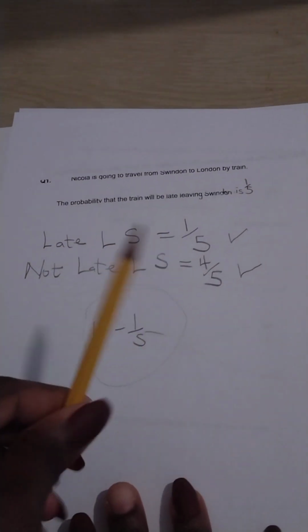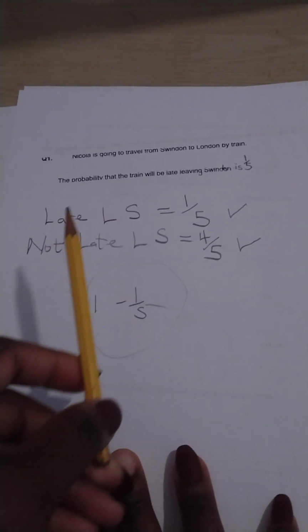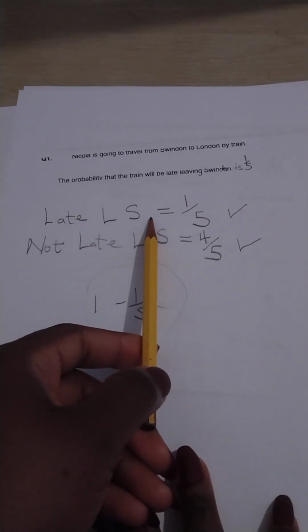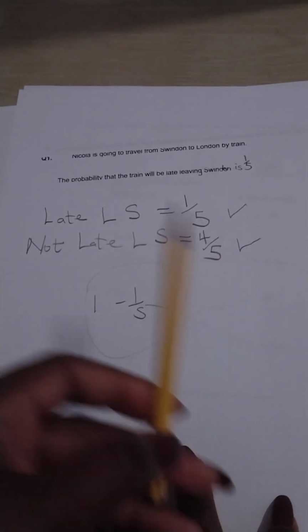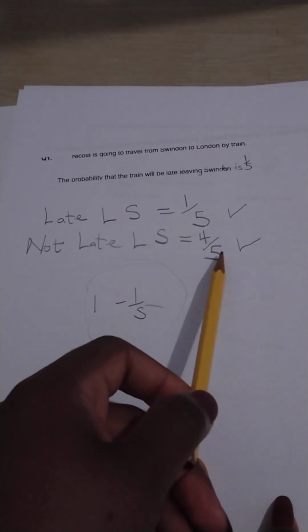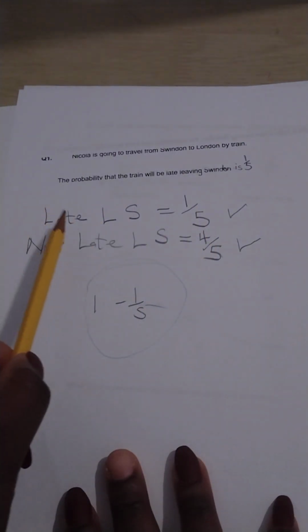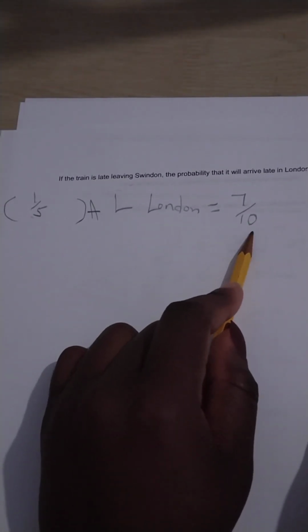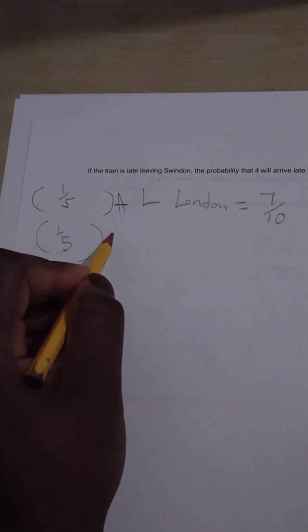Just to take you back really quickly, right? Remember we have two events that are possible. It's possible that it is late to leave Sweden, and the probability of that is 1/5. Now it is possible that it is not late leaving Sweden, the probability of that is 4/5. Now if it is late leaving Sweden, okay, so if it is a 1/5, that means late leaving Sweden, then the probability that it will arrive late in London is 7/10.